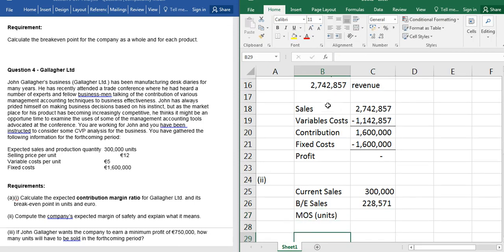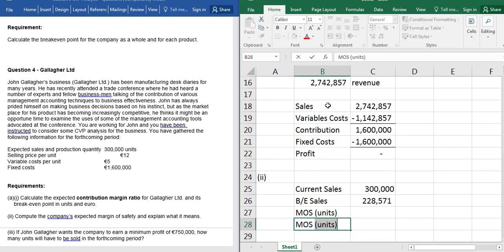So there's two ways of presenting the margin of safety, in units and in percentage terms. So the margin of safety in units is essentially what we are selling over what the break-even is. So we have a margin of safety there of about 71,400 units. So that means our sales can drop by that amount before we start making a loss. Or more than likely for margin of safety, we present it as a percentage.